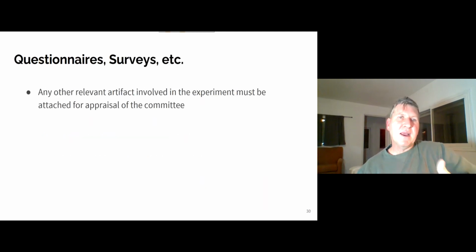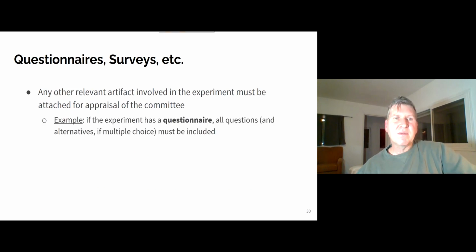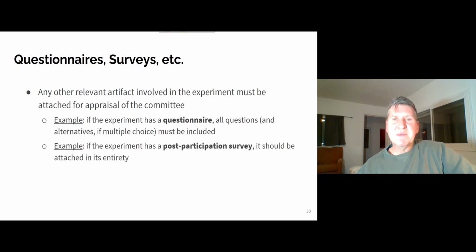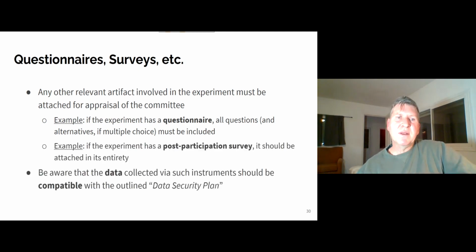Next, you want to include any kind of questionnaires and surveys, and this has to be attached for the committee to look at and review. If there was a questionnaire, all the questions and alternatives must be included. If there's a post-participation survey, it should be included, and be aware that the data collected should be compatible with what we talked about in the data security plan.